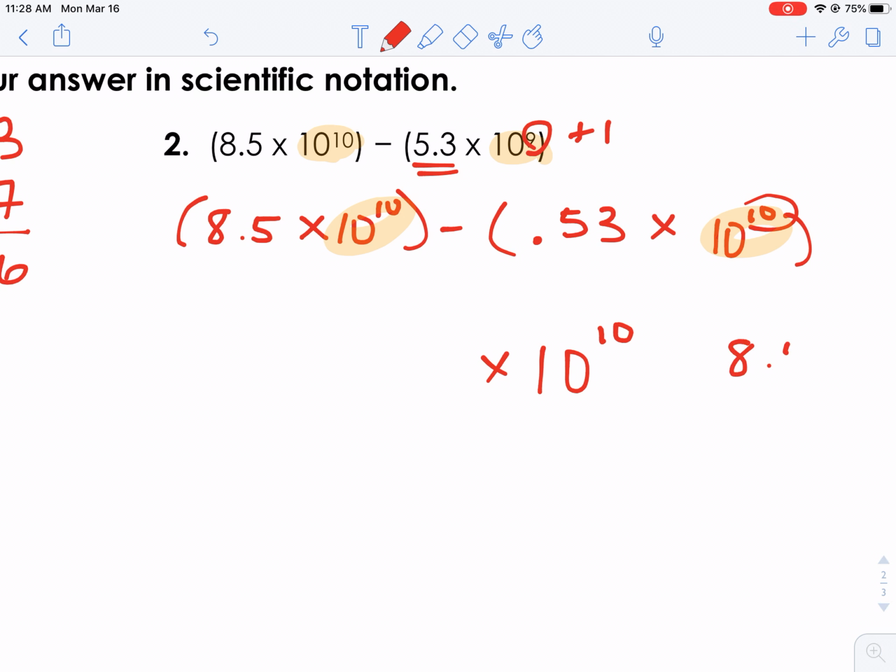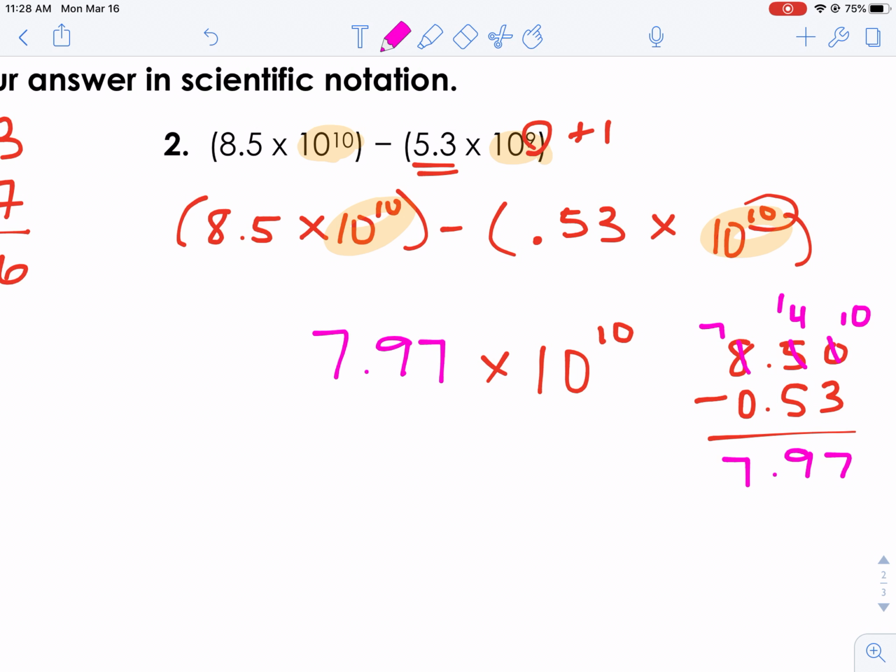So 8.5 minus 0.53. Make sure you line up those decimals. We'll need to add a 0 there to do our subtraction. So we'll need to borrow. 10 minus 3 will give us 7. We can't do 4 minus 5, so we need to borrow from the 8. This will give us 9. Decimal comes straight down, and we'll have 7. So we'll have 7.97 times 10 to the 10th. And that 7.97 is scientific notation. It's between 1 and 10. So we are good to go.